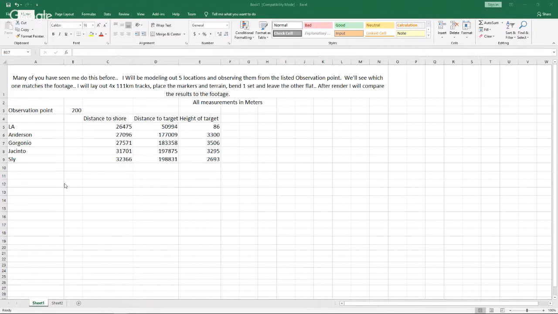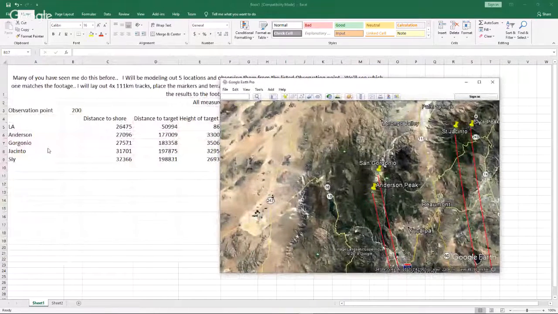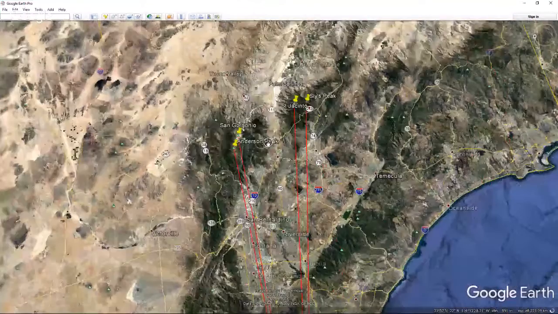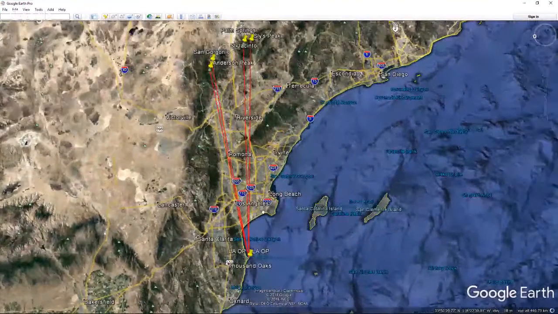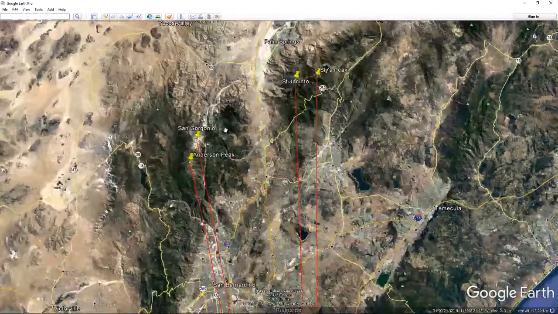Feel free to read this. This is all the data that I'm going to be using in the modeling that I'm doing today. I am measuring out the observation to 5 different points. I'm going to add a building, there's that tower in LA, to that one. You'll see that in there. The points that I'm going to be measuring out are from the observation point to these 4 locations.